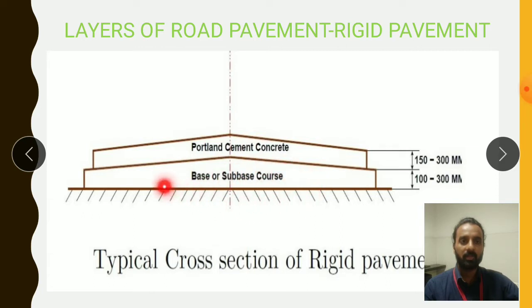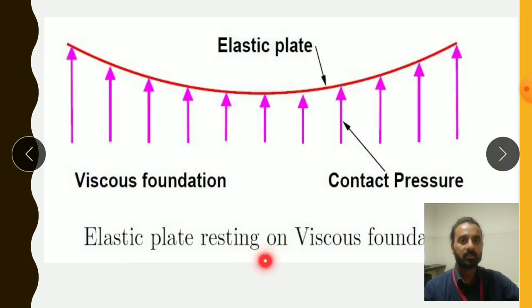Sub-base course will be 100 to 300 mm. So there will be two layers. You can call it a base or sub-base or subgrade course in a rigid pavement. So this is a typical cross section, and this is an elastic plate resting on a viscous foundation. When we have a viscous foundation, the contact pressure will be like this.